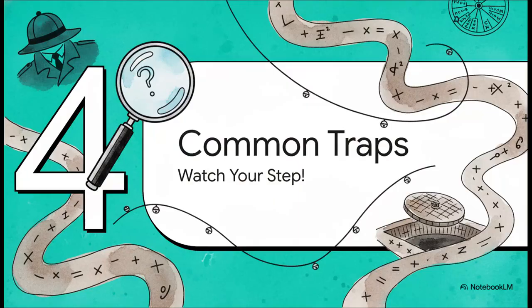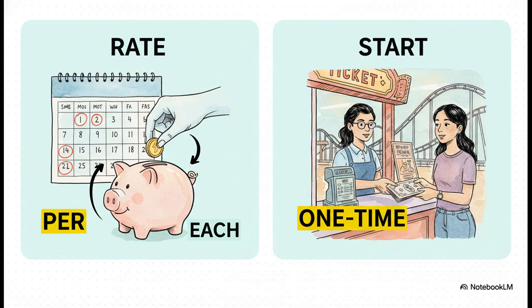Simple as that. Now, even the best detectives have to watch out for traps. So let's quickly go over the 2 most common ones that can throw you off the trail if you're not careful. Okay, this is, without a doubt, the biggest mistake people make, mixing up the rate and the starting amount. So here's the secret. Always, always look for the word per or each. If you see one of those words, that number is your rate. If it's just a one-time thing, that's your flat fee.